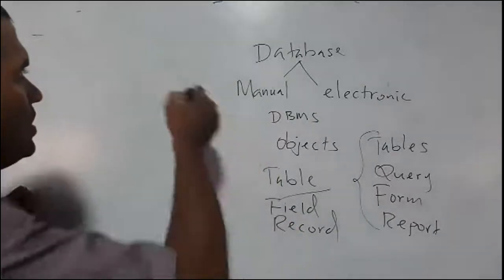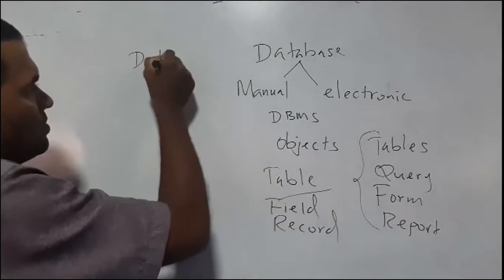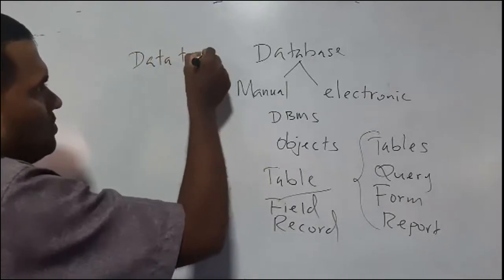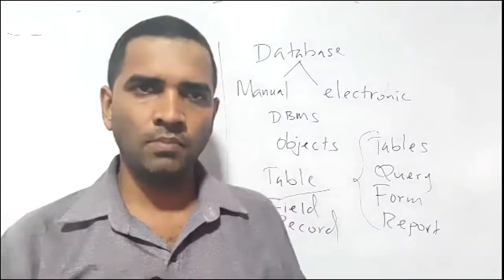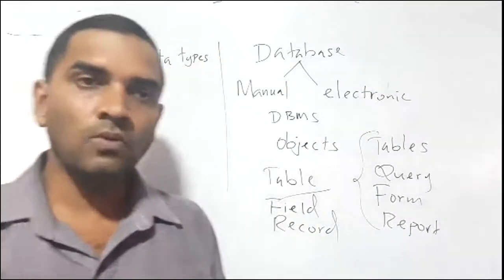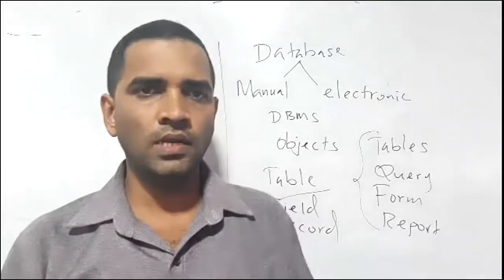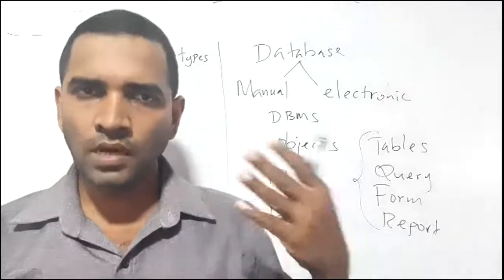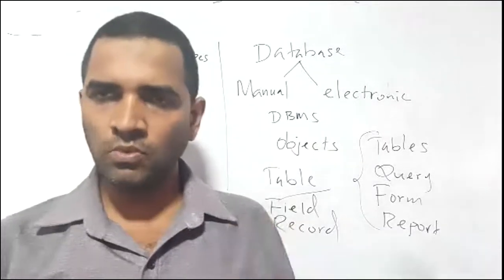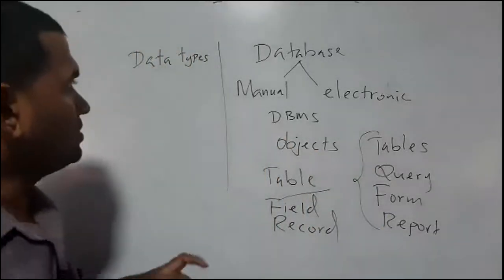Then we discussed data types, the type of data saved in a database. There are many, but there are 5 common data types used: text, number, date or time, currency, boolean, right? So all of them are data types.